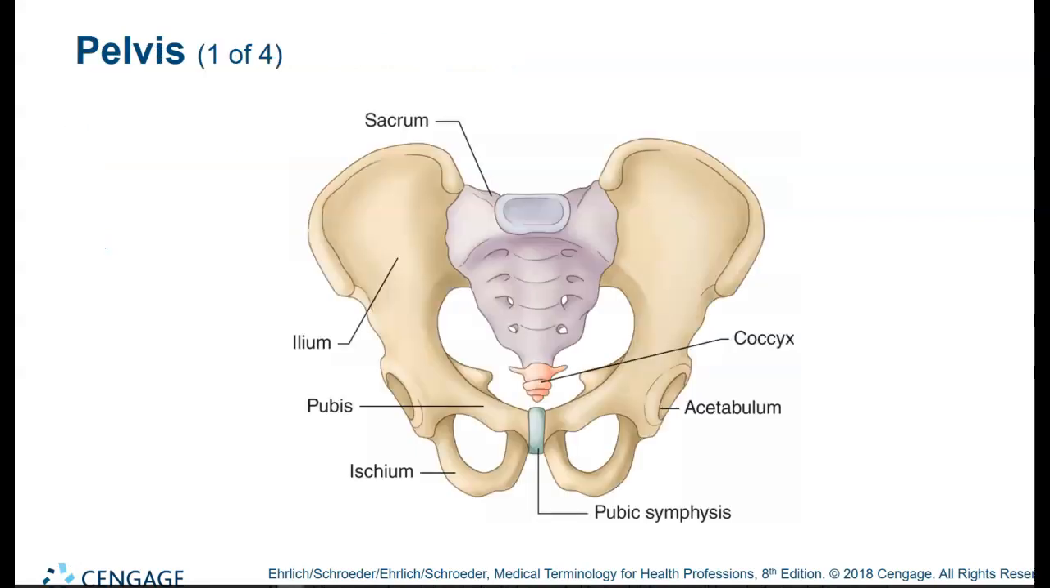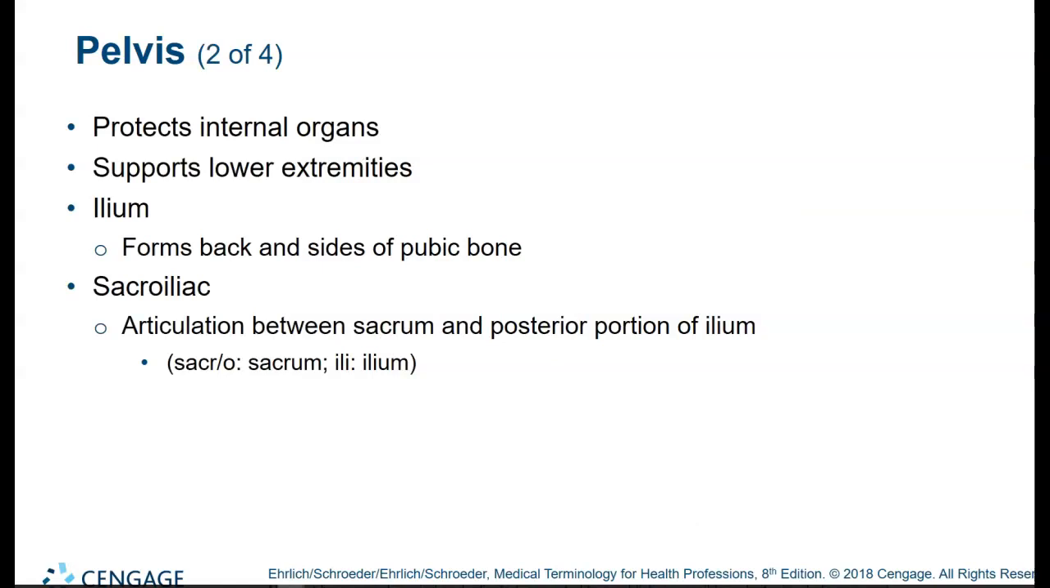The pelvis, we can see ilium. This is going to be important. We talked about spelling. The ilium in the hip bone or the pelvis is I-U-M. Ileum in the digestive system is E-U-M. So it's very, very important when we look at the spelling of these words that you know which one's which. The pelvis actually protects our internal organs. It supports our lower extremities.